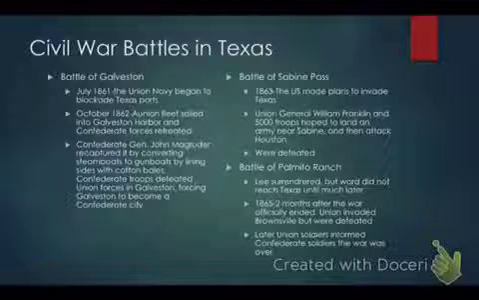In 1863, about midway through the war, the U.S. made plans to invade Texas. Union General William Franklin and 5,000 Union troops hoped to land an army near Sabine, and then attack Houston. They were defeated. The Confederate soldiers were pretty well entrenched in Texas, and it was very difficult for anybody to get in there. And then the final battle we're going to look at is the Battle of Palmito Ranch.